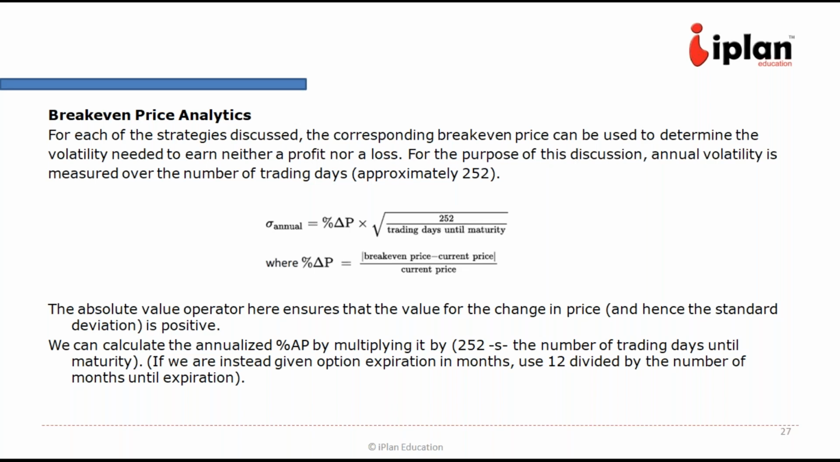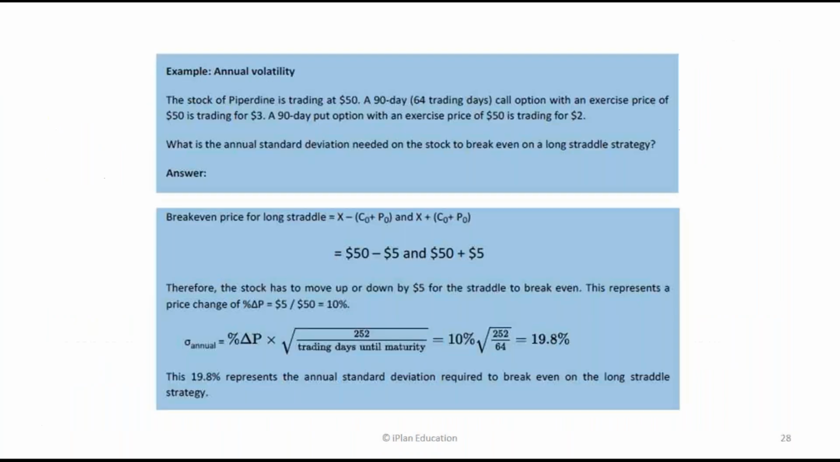Other than that, here we have only one thing, that is how much annual volatility you need for the break even. The absolute value operator here ensures that the value of change in price, hence the standard deviation, is positive. So we can calculate the annualized volatility by multiplying the change in price with the square root of 252 divided by the number of trading days. So let's take an example.